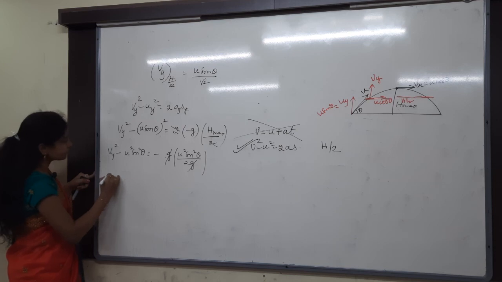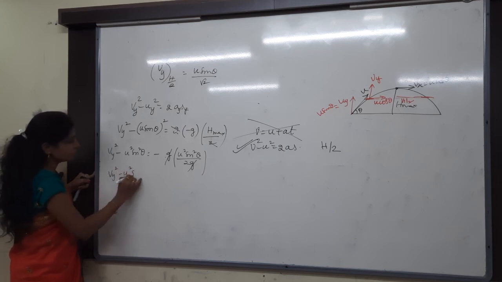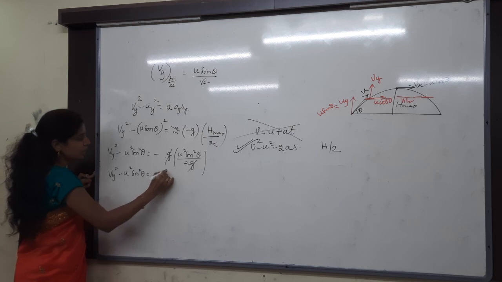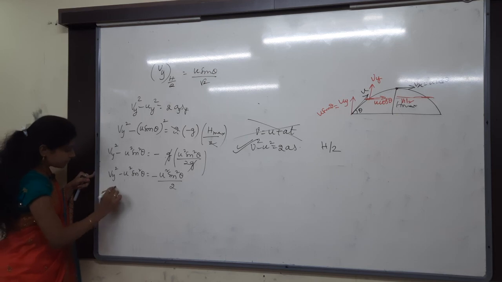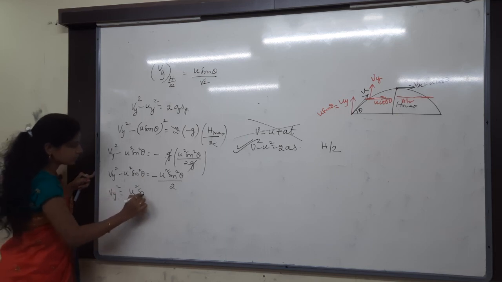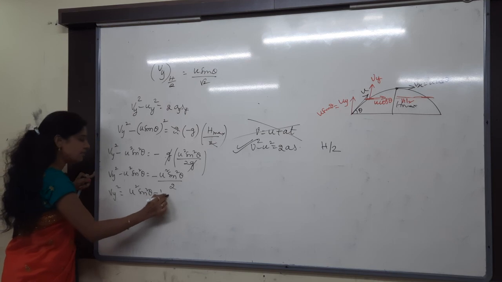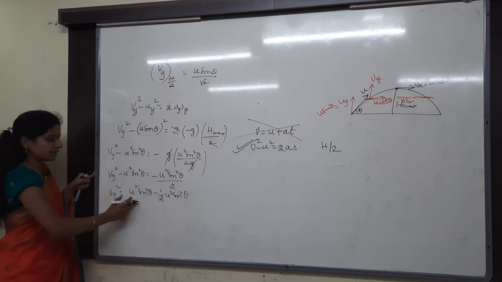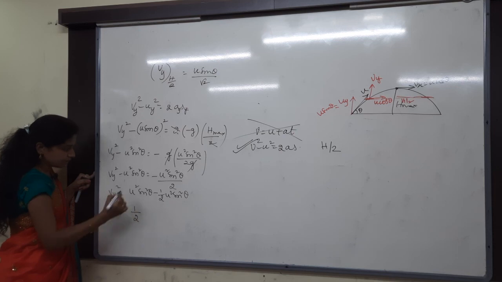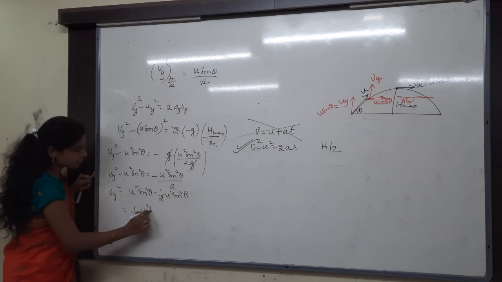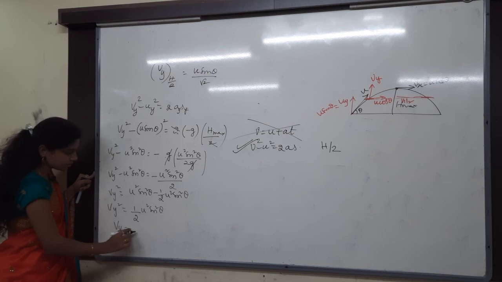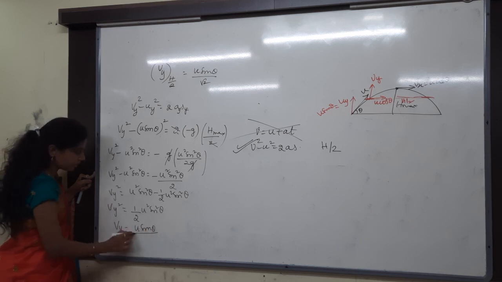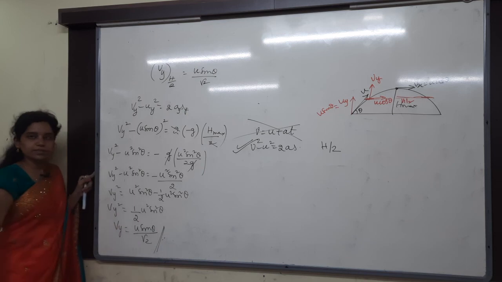Now you have Vy square minus u square sin square theta equals minus u square sin square theta divided by 2. See that Vy square equals, I will send this to the other side, u square sin square theta minus half u square sin square theta. 1 minus half gives you how much? Plus 1 and then minus half, then half u square sin square theta. This is the Vy square value. What is Vy then? Vy equals u sin theta by root 2. That is the correct answer.